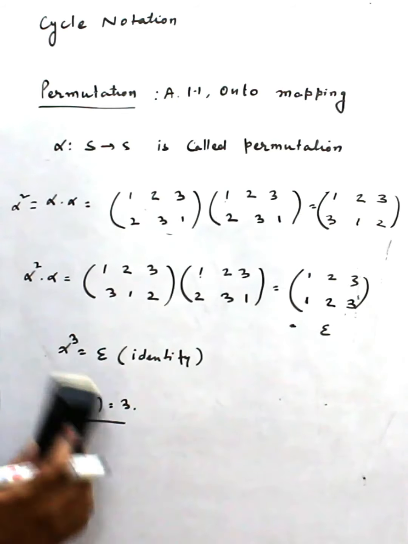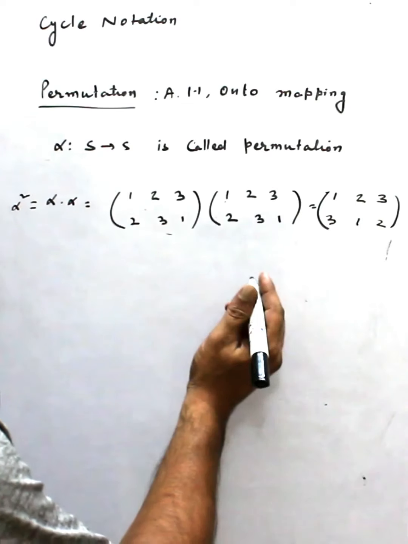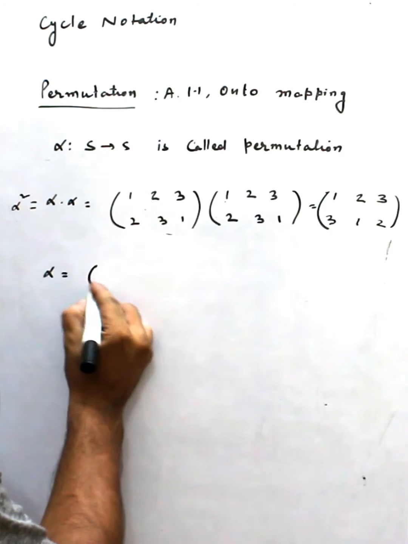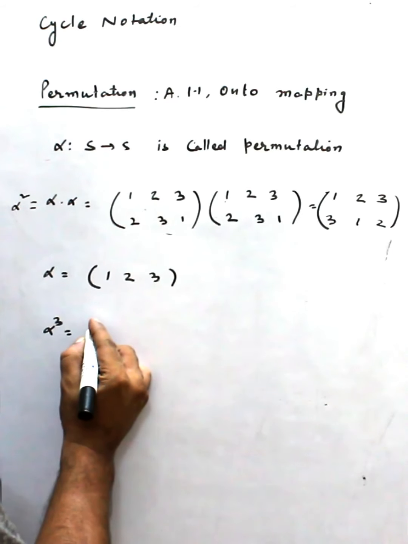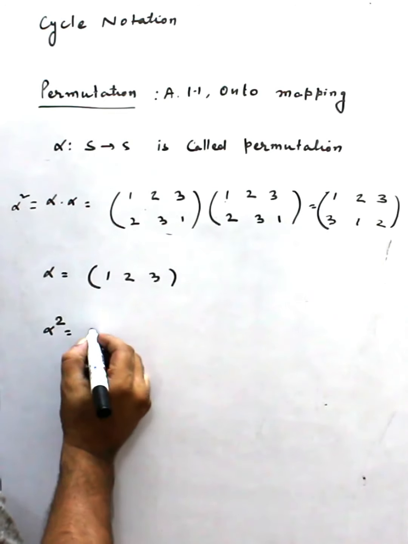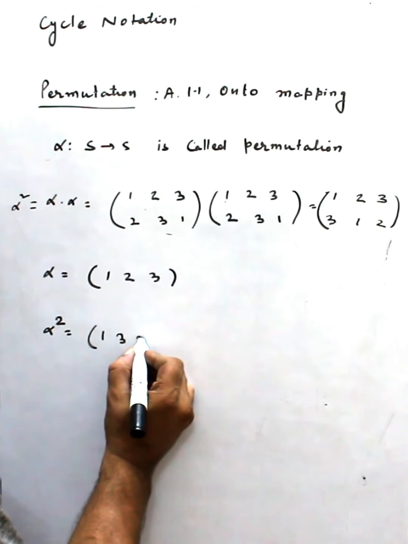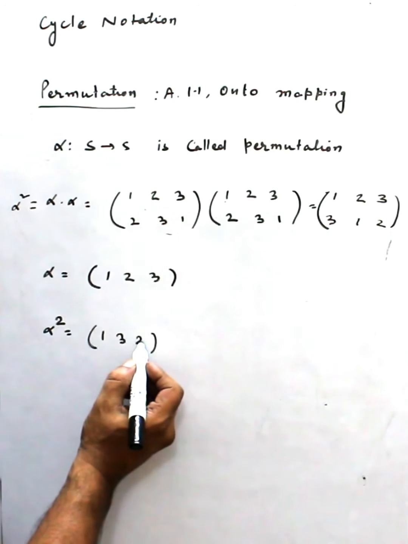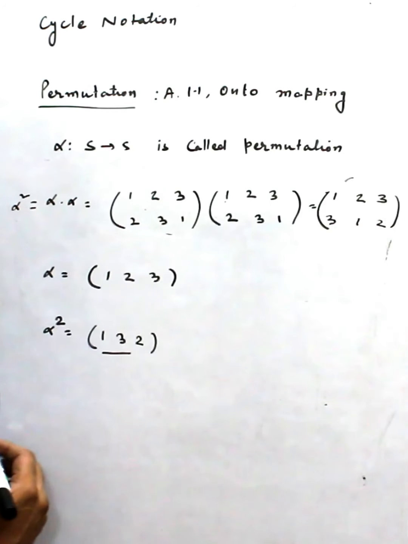So each time it is not necessary that the permutation is the same. In this case alpha, written in terms of cycle, becomes (1 2 3). But what about alpha square? Alpha square is this element. Now in this element, 1 goes to 3, 3 goes to 2, and 2 goes to 1. So this is the cycle: 1 goes to 3, 3 goes to 2, and 2 comes back. So (1 3 2) is the cycle notation for alpha square.